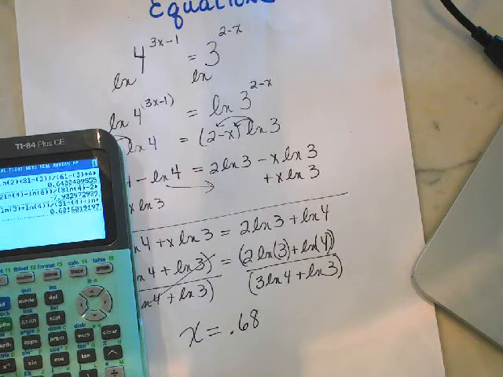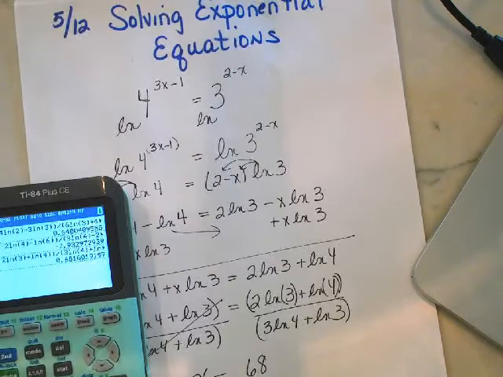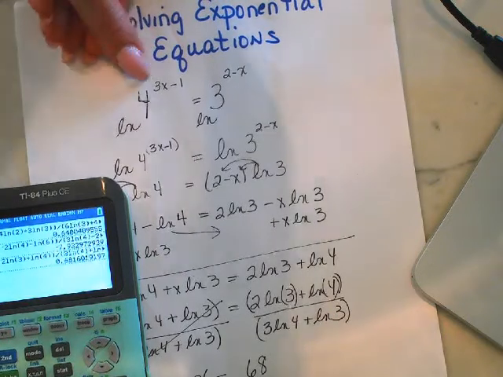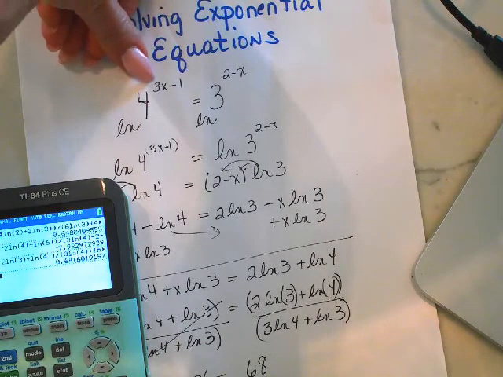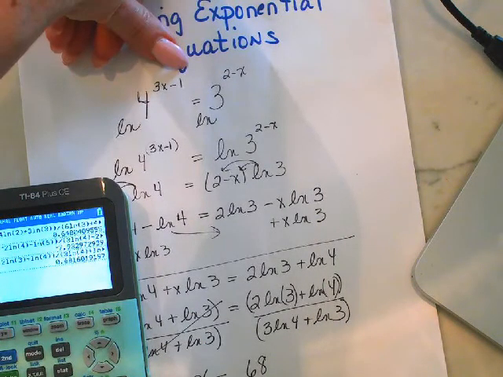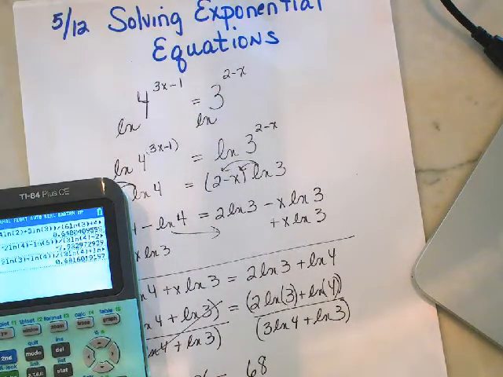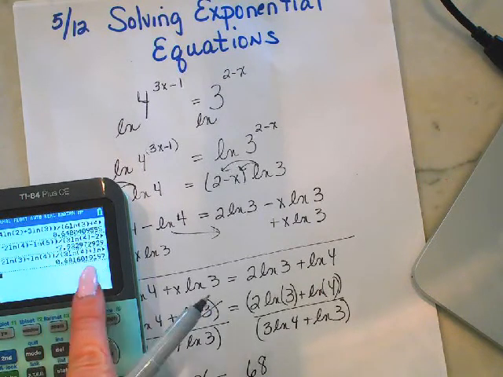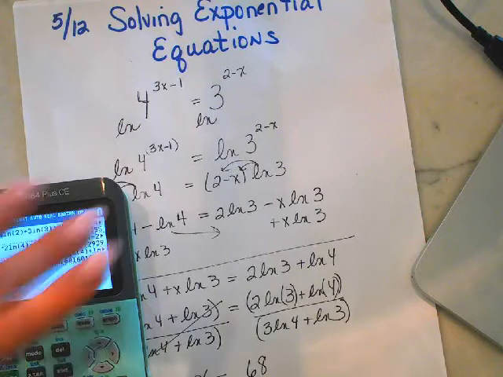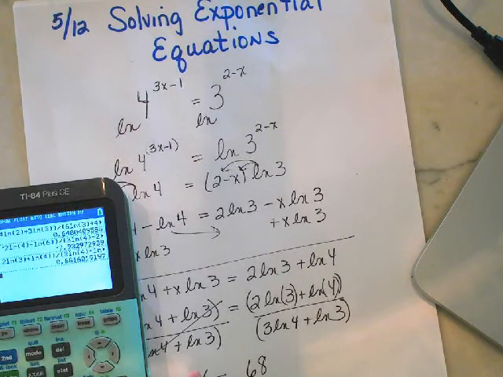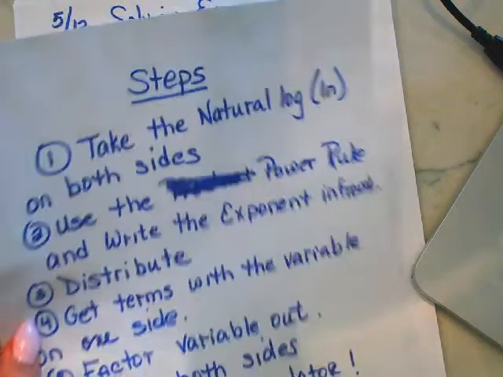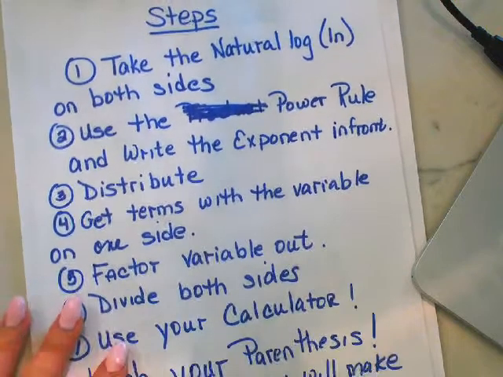0.68. Now, if you wanted to go back and check, which you really should, I'm not going to do it in the video because I don't want to waste time, I'd rather do some more problems with you. When I substituted in up here, you can do 4 raised to the 3 times 0.68 minus 1. Then you can do 3 raised to the 2 minus 0.68. And you'll see on your calculator, your answers will not be exact, but they will be very close, because don't forget you're rounding. Unless, of course, you want to take that whole thing and substitute it in, and you'll get a more pristine answer.